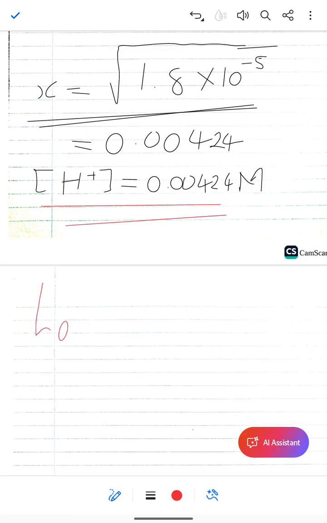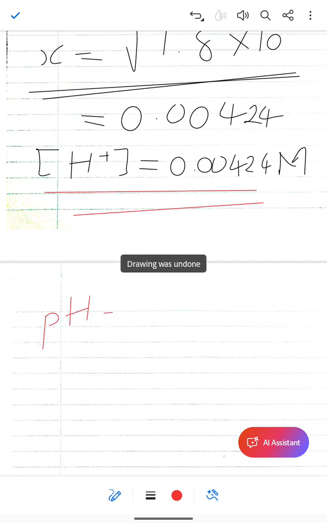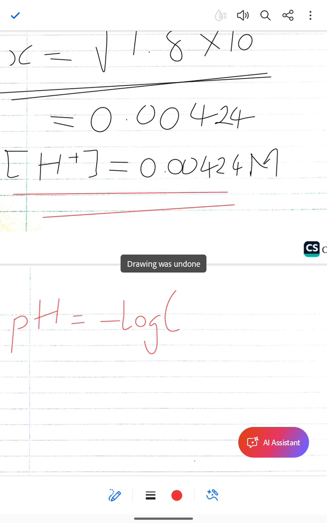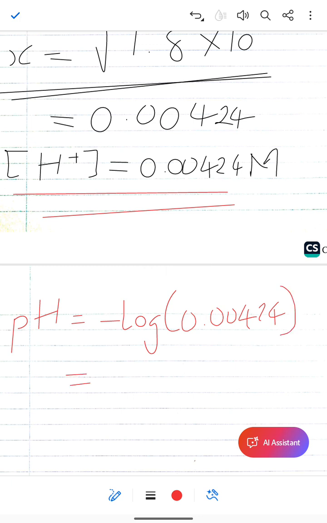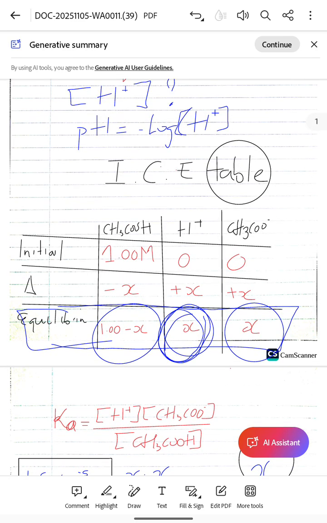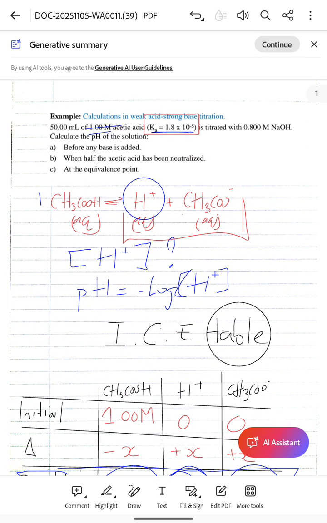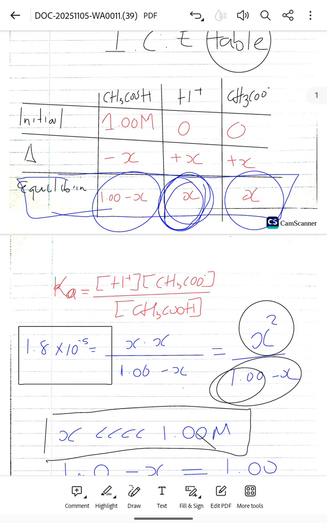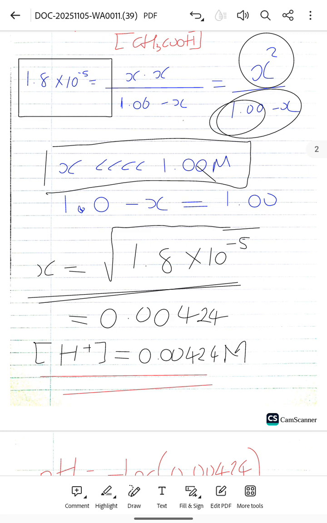That means I can find the pH by simply saying pH equals negative log 0.00424. If you press your calculator very well, that's 2.37. So that's it for part A. I don't know any way of doing part A without using the ICE table. If you have another way, please share with us, because a lot of people struggle with the ICE table, and I don't know why.